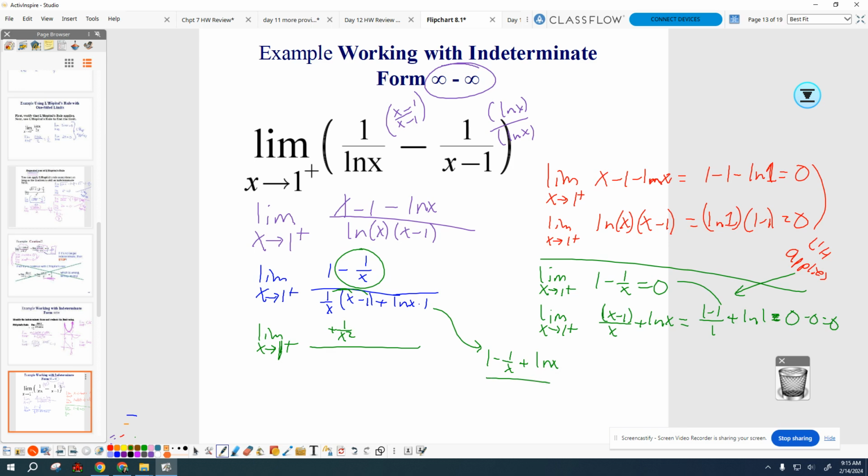So the derivative of this, derivative of 1 is 0. Derivative of that, negative 1 over x squared, did it just above, plus a 1 over x. Now plugging in 1, in the numerator I get 1, in the denominator I get 1 plus 1. So this was infinity minus infinity, and I ended up with a half.